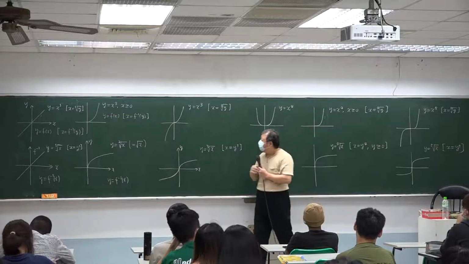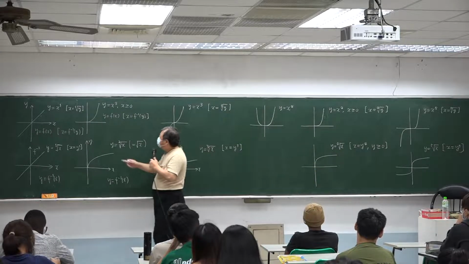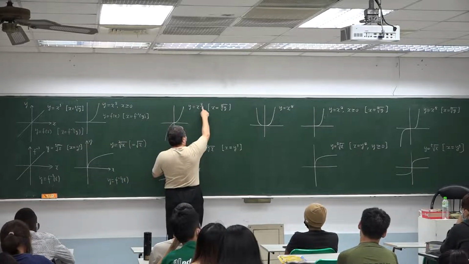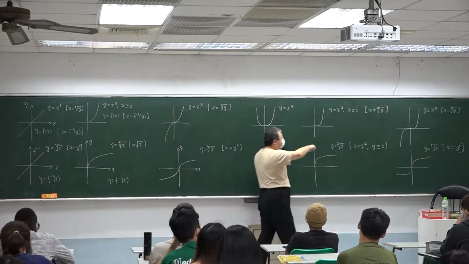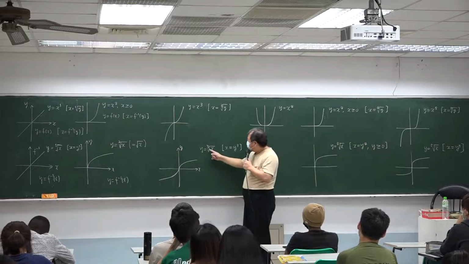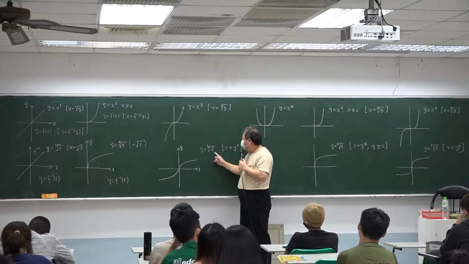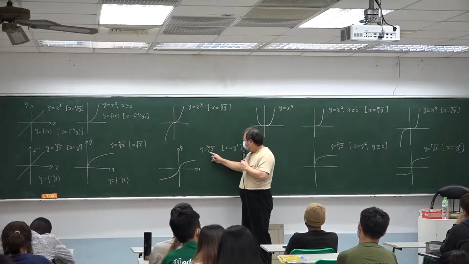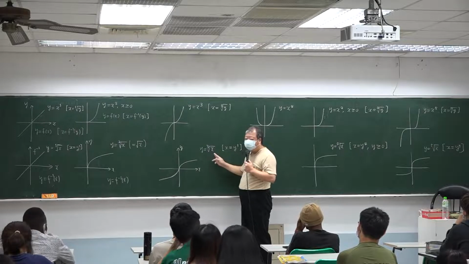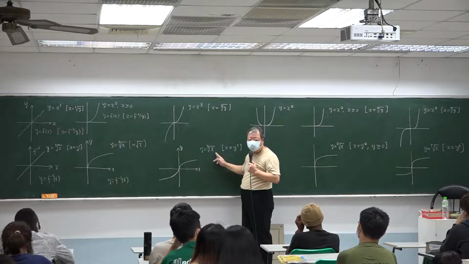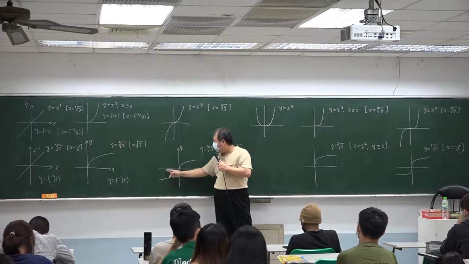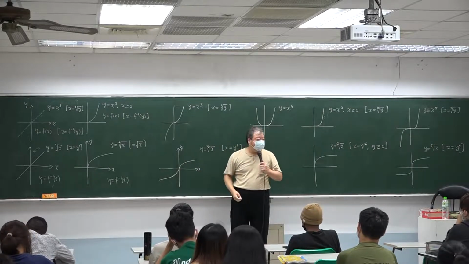But for odd exponents, 1, 3, or 5, and so on, inside this notation can be an arbitrary real number, positive, negative, or 0. Okay?